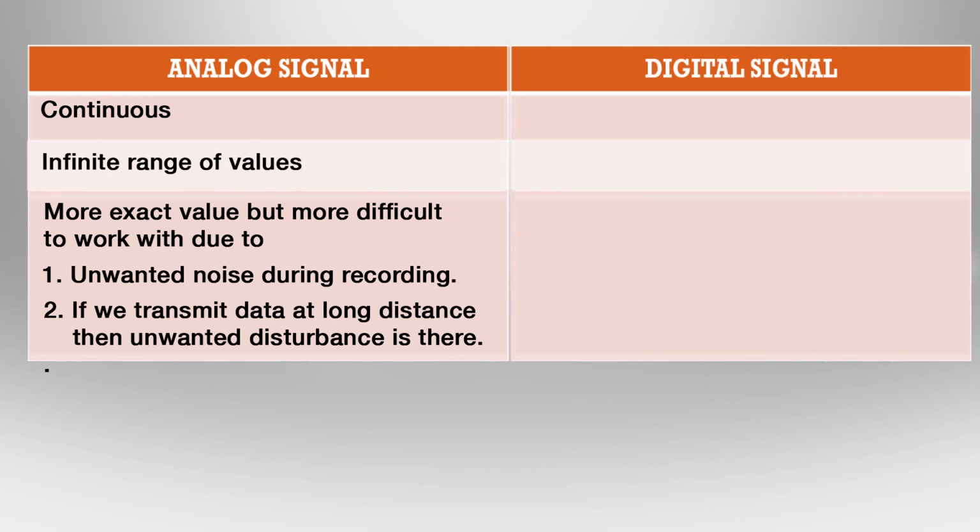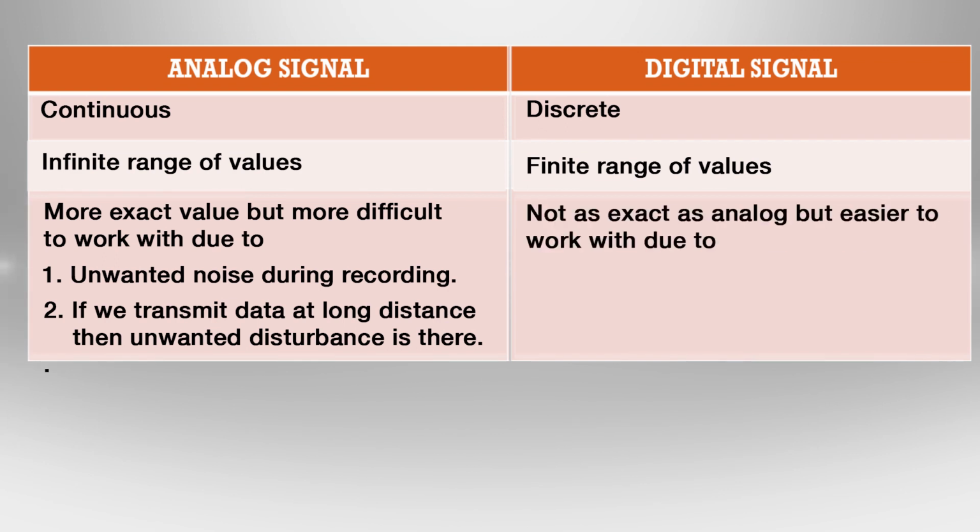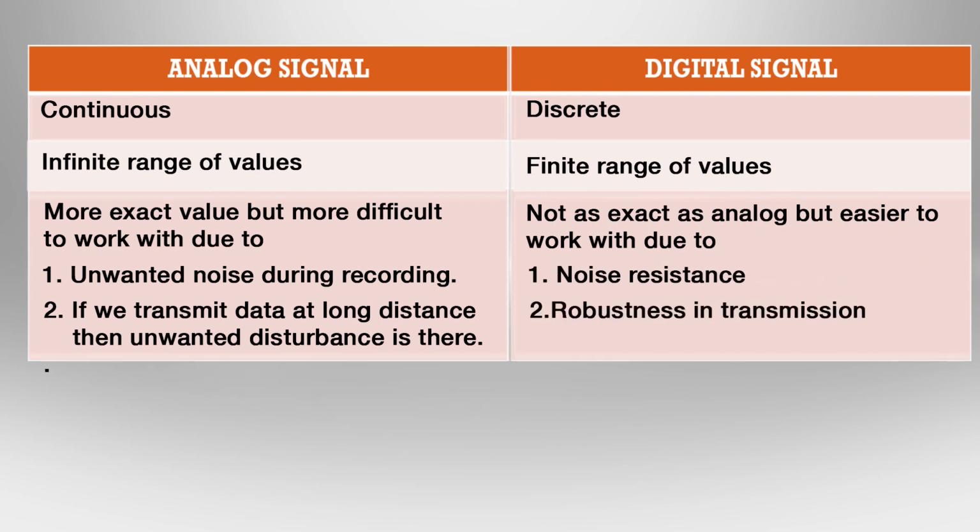At the same time, a digital signal is discrete in nature and contains a finite range of values over a finite time period. It is not as exact as an analog signal, but it is easier to work with digital signals due to their noise resistance, robustness in transmission and many more advantages. So, the first thought that comes to mind: why do we need ADC and DAC?